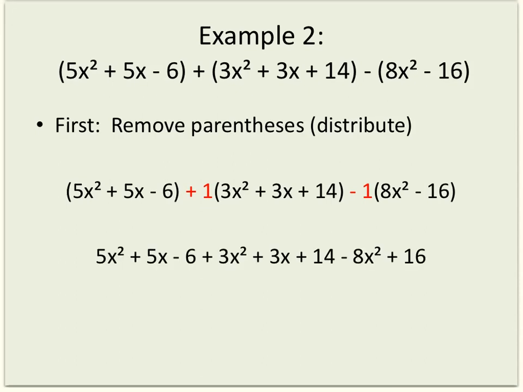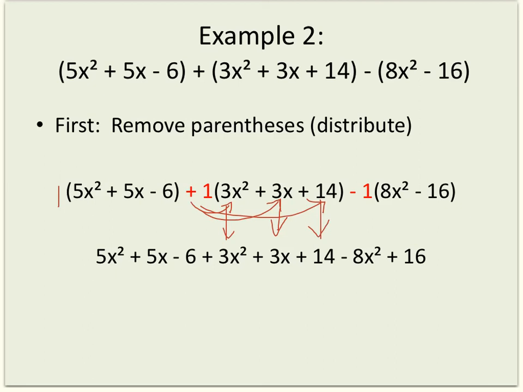When I distribute the ones, here is how it results. In the first set, it's positive, so that distributes and I get 5x squared plus 5x minus 6. It's a positive one, so essentially I just drop the parentheses. In the second set, it's a positive one again, so again, I'm essentially just dropping the parentheses. Positive 1 times 3x squared gives me 3x squared. Positive 1 times 3x gives me 3x, and positive 1 times 14 gives me 14.